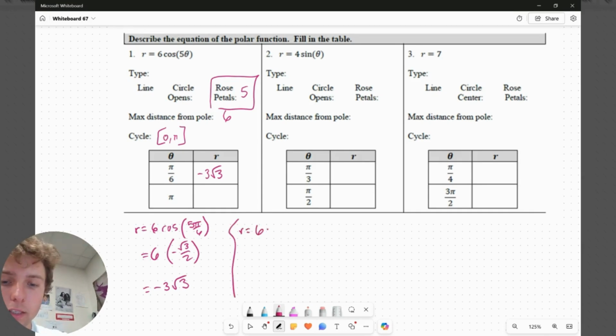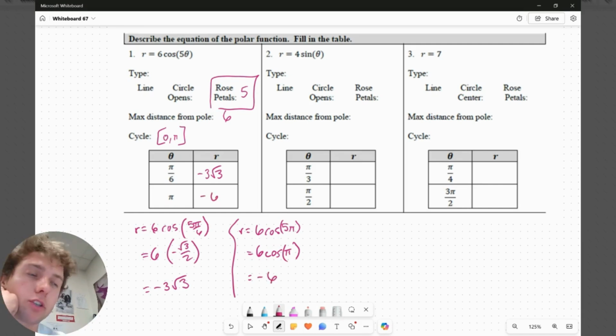R equals 6 cosine of 5 pi then. Okay, but 5 pi, that's not on the unit circle, is it? It's more than a full rotation. So we could go backwards. We could think about unwinding this circle. Well, if I get rid of 2 pi, there's still 3 pi. That's still more than a rotation. I get rid of another 2 pi. That must mean that 5 pi is the same thing as pi. Okay, well, cosine of pi is negative 1. So we get 6 times negative 1, which is negative 6.